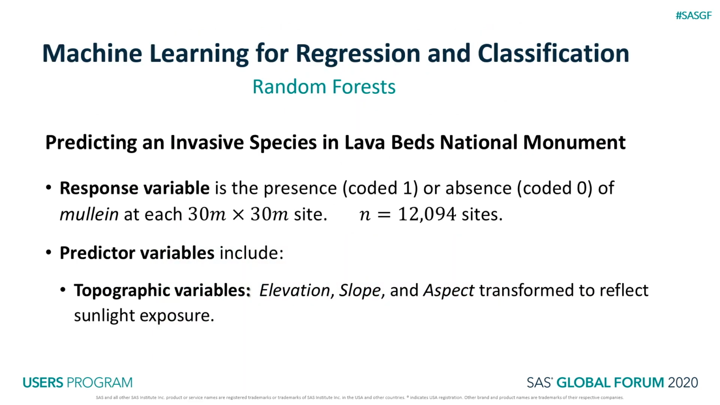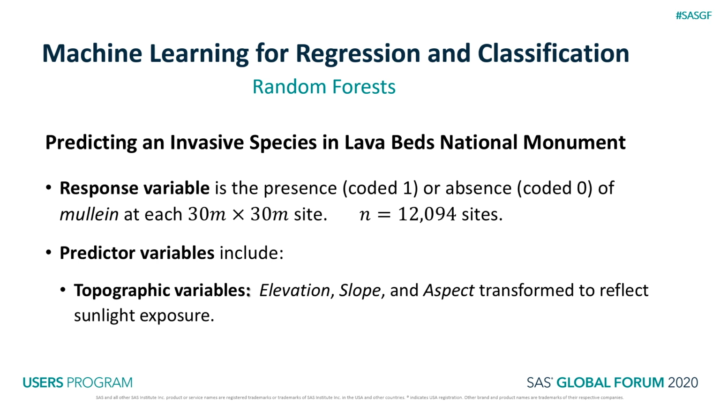So what does the data look like? Well, the response variable is presence or absence of mullein, coded as 1 for presence and 0 for absence on 30 meter by 30 meter sites. So we digitized Lava Beds National Monument into 30 meter by 30 meter sites, and we had data from a little over 12,000 of those 30 meter by 30 meter sites.